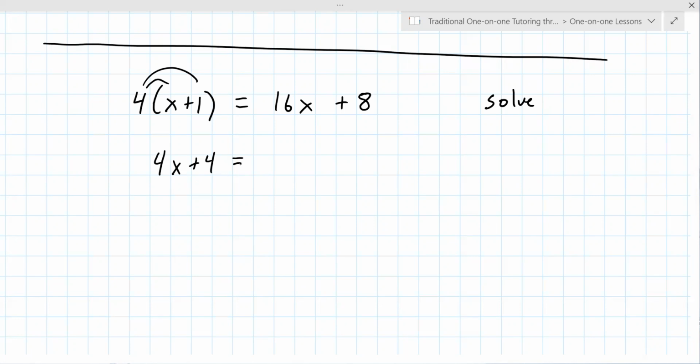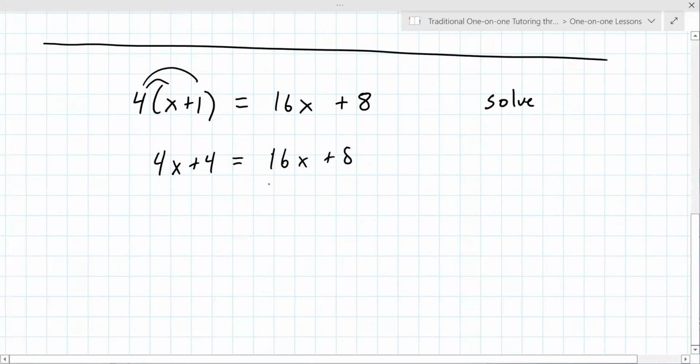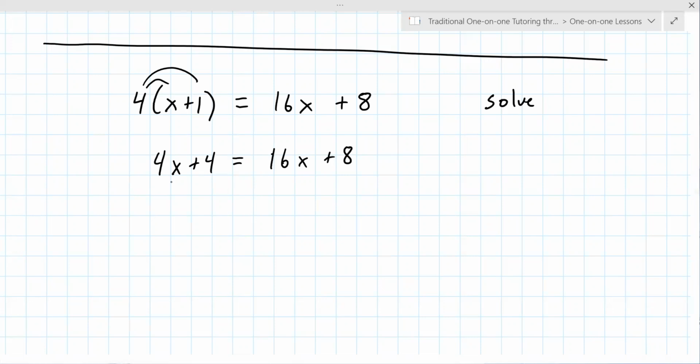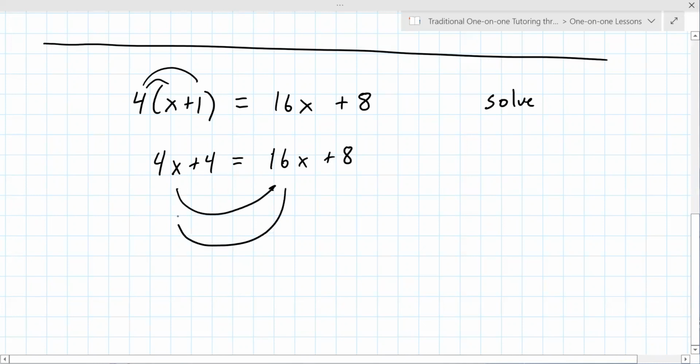4x plus 4 equals 16x plus 8. Okay, so now you have a choice here. Do you want to move the 4x to the right or the 16x to the left? But which way do you want to go?